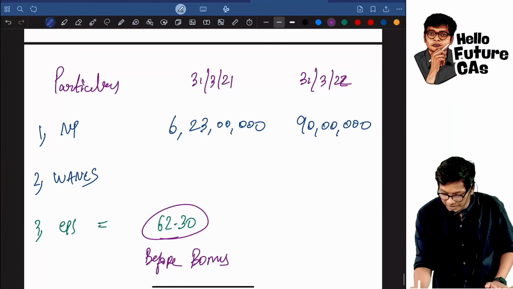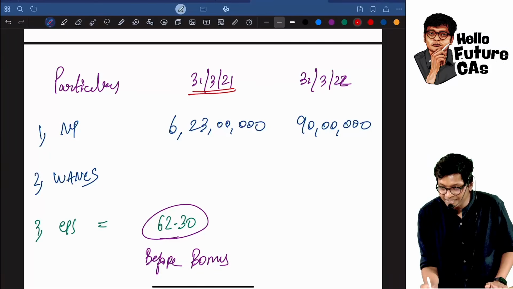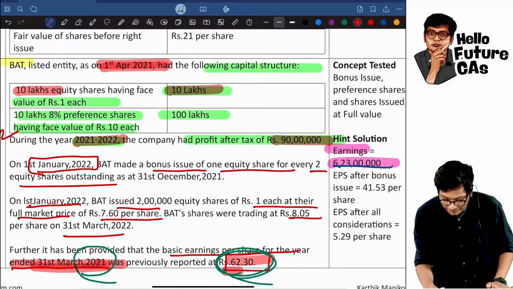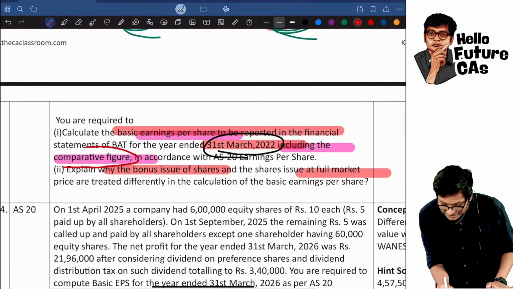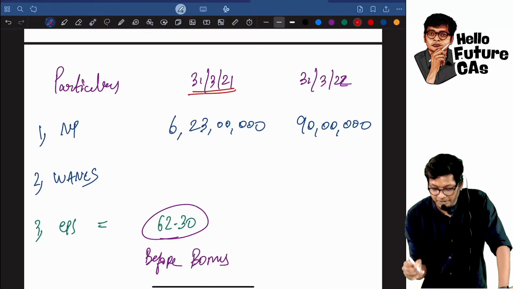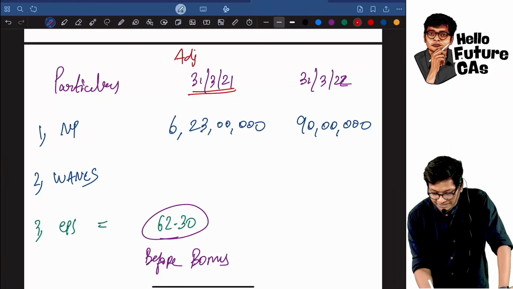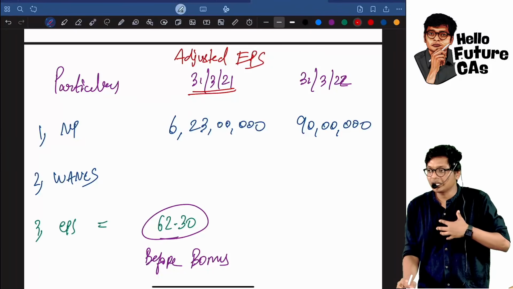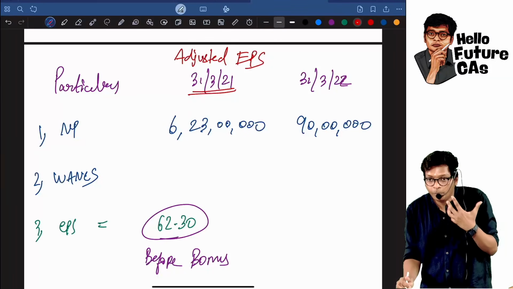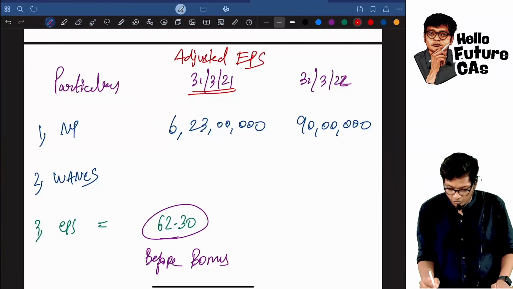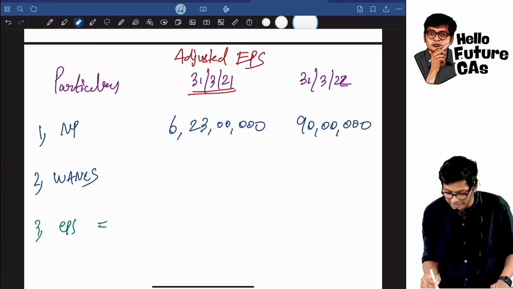Therefore, remember the term, guys. The previous year, when you are recomputing for the purpose of comparable, look at the words here. They are asking you for the comparative figure. Whenever you are making an adjustment for bonus, the previous year becomes what is called adjusted EPS. Meaning, whenever you are adjusting EPS for a bonus issue, the term used is adjusted EPS. So for last year, I am removing the 62.3 because I don't want that.